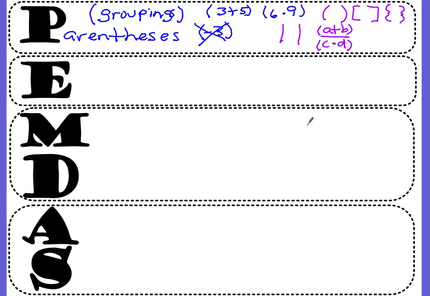So when you're doing order of operations, these are all possible types of parentheses or grouping symbols that you could see, and these are what you would do first. Whatever operations are inside these symbols, you would do first.